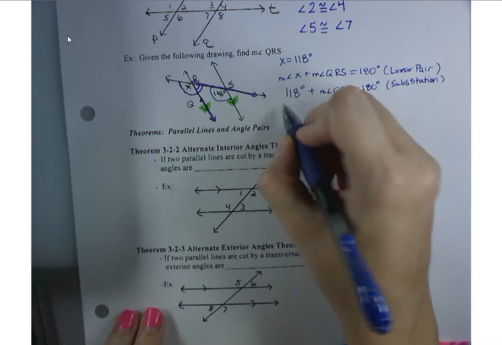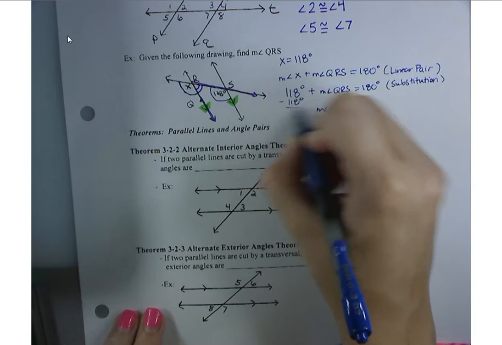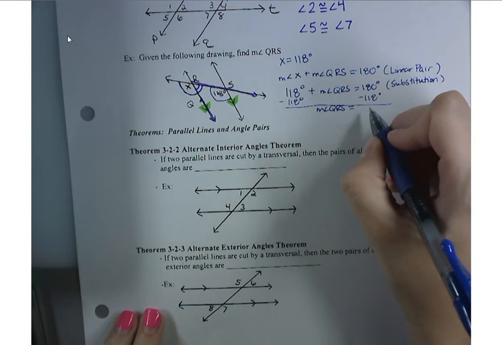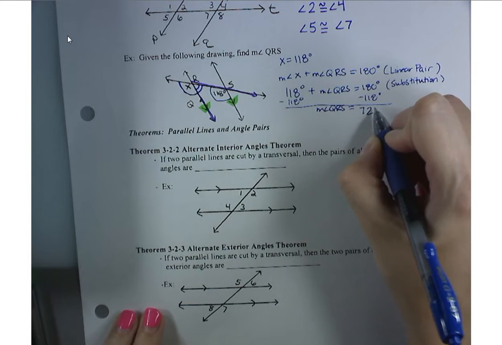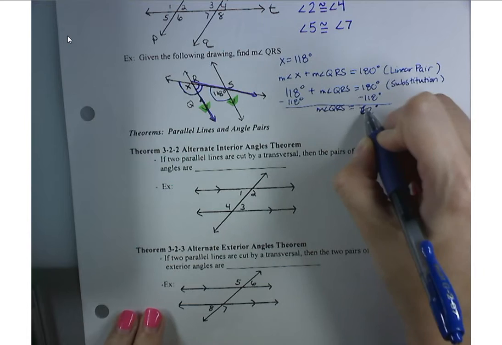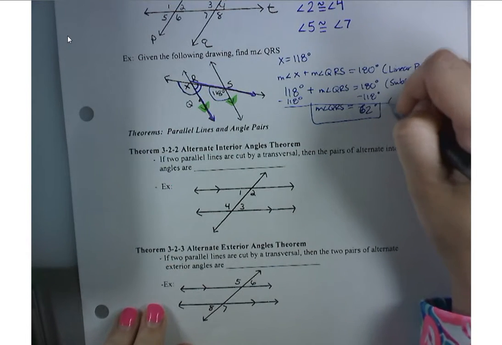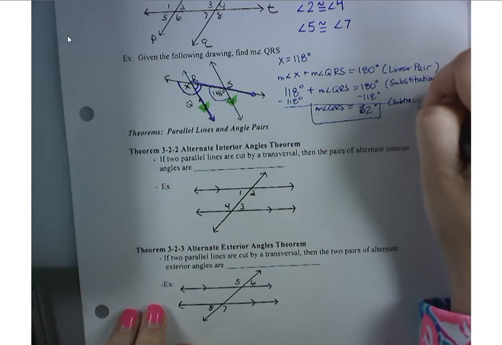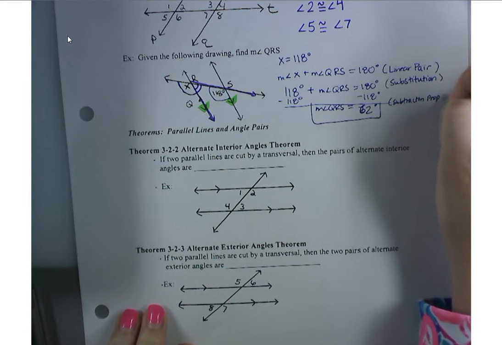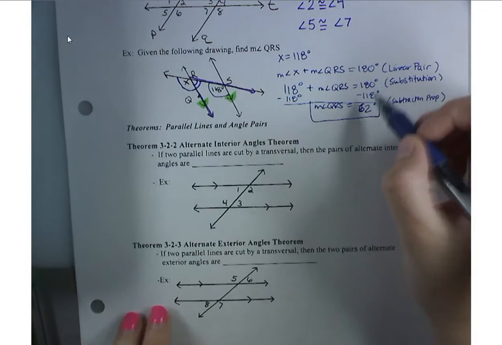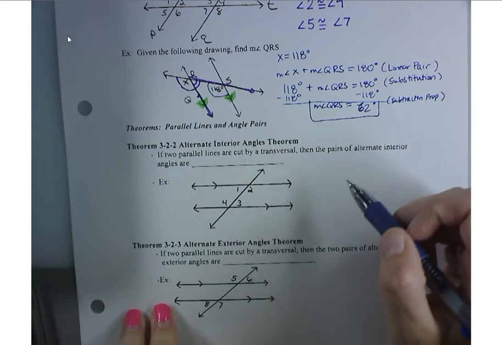So if we subtract 118 from both sides, what do we get? 72. 62. That's okay. Okay, and then, so again, that would be the subtraction property. Okay, so I'm just trying to get you to think about those proofs. Really, you could just do 180 minus 118 and you'd find that it was 62.